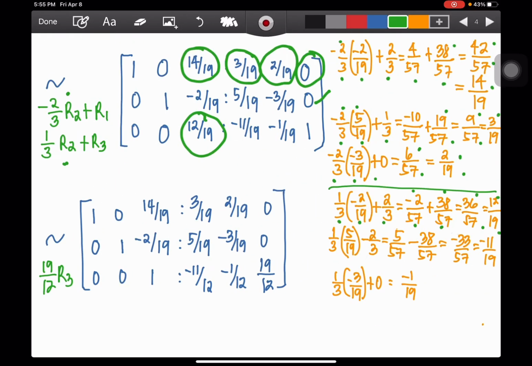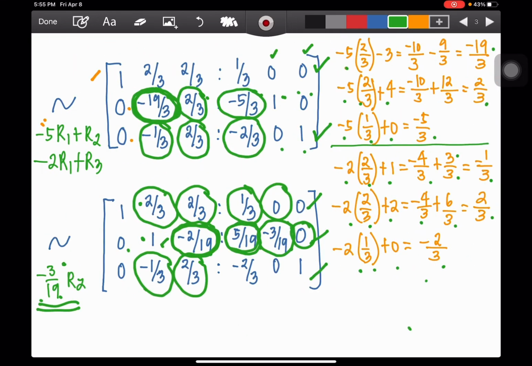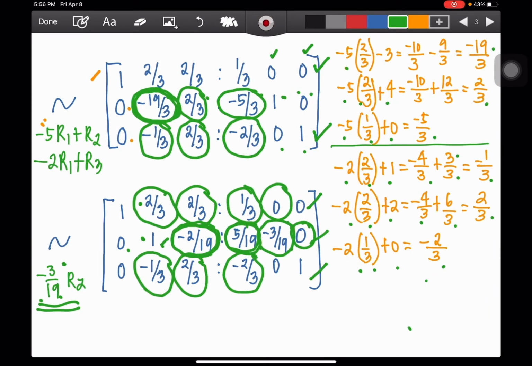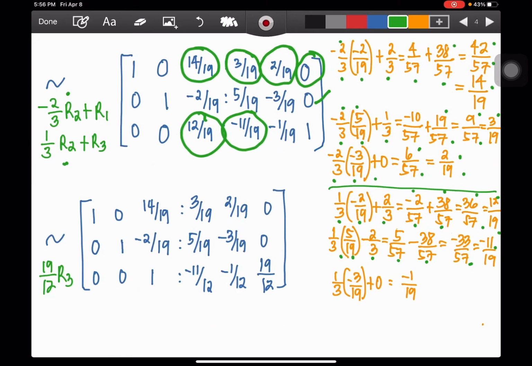Then we have, that was again 1/3. 1/3 times 5 over 19 minus 2/3. So you have 1/3 times 5 over 19 minus 2/3 is 5 over 57. 19 times 2 is 38 over 57. So 5 minus 38 is negative 33 over 57, which is negative 11 over 19 when simplified. Okay? Then we have, that was again 1/3. So 1/3 times negative 3 over 19 plus 0, which is cancelled. So you have negative 1 over 19.